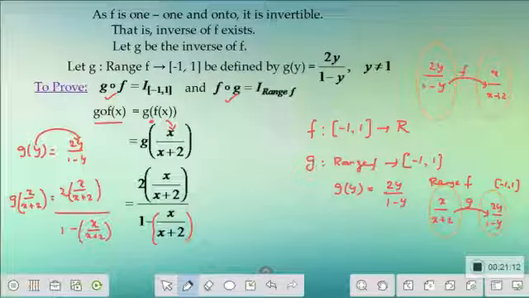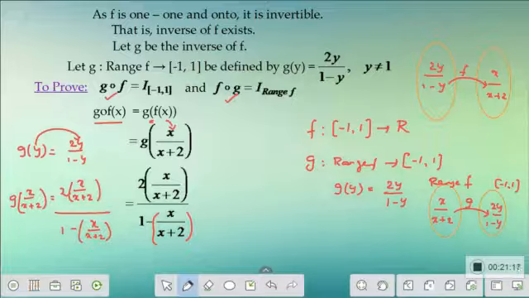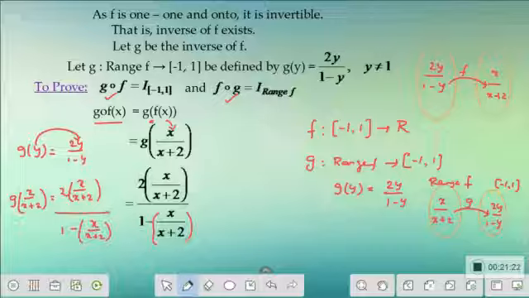Now we have f is 1 to 1 and f is onto, hence f is invertible. So definitely there is going to be an inverse for f. Let us assume that inverse as g. We are trying to prove that the function defined by g of y equal to 2y by 1 minus y is the inverse of f, for which we are finding the compositions of both the functions f and g. That is, both g composite f and f composite g we have found, and we have proved that they both are identity functions.